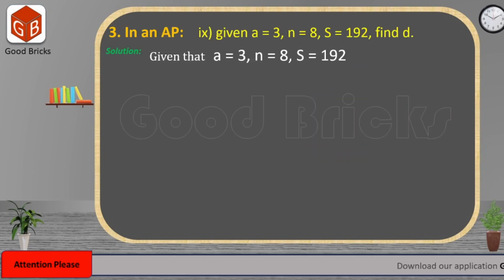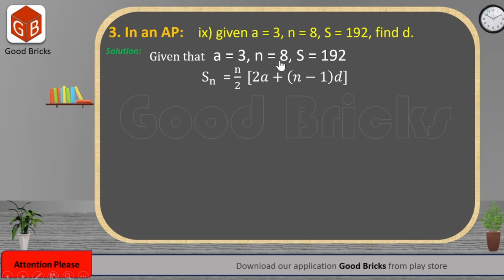So using the given information, let us try to find the value of d. Here they have given S is equal to 192, which is nothing but the sum of the 8 terms is equal to 192, and we know the formula. When we know the value of a and n, then the formula to calculate the sum of the n terms is equal to n by 2 of 2a plus (n minus 1) into d. This is the formula we need to use when you know a and n values.